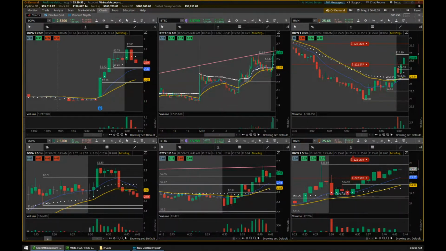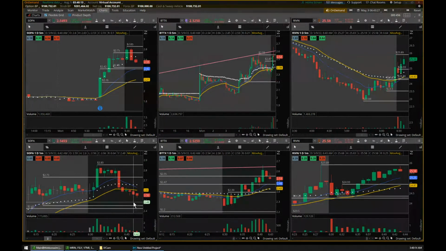Might end up taking a loss on it. I kind of want to see it go fast. There we go. I made a little bit. It's a higher price stock, so it's got a wide spread on it. It's a little harder to make money on.